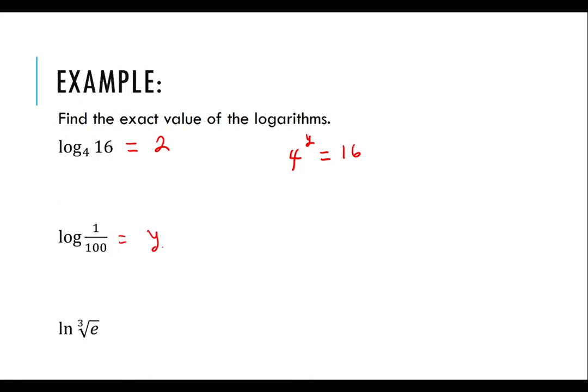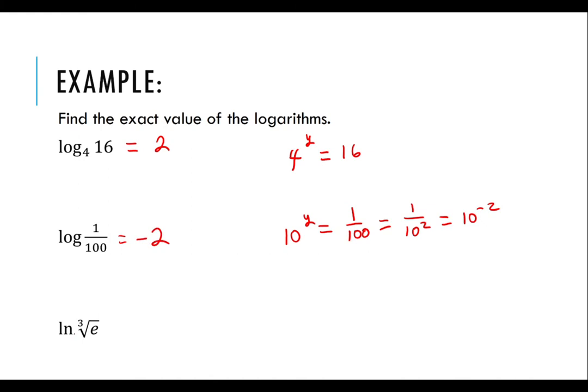Here, if I have log of 1 over 100, remember that here the base is 10. And so if we don't know what to say, rewrite it using our definition, the base is 10. 10 raised to what power y is equal to 1 over 100. Well, at this point, I'm thinking 1 over 100 is the same thing as 1 over 10 squared. And then if I need it to be a power on top, that's the same thing as 10 to the negative 2nd power. And so now I know that y is negative 2. 10 raised to the negative 2nd power will give me 1 over 100.